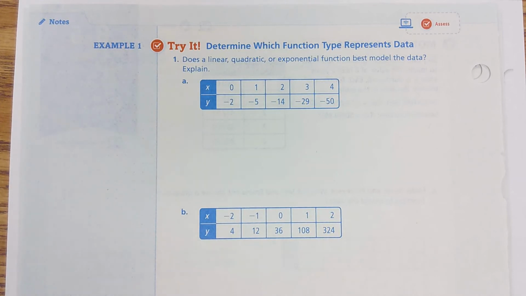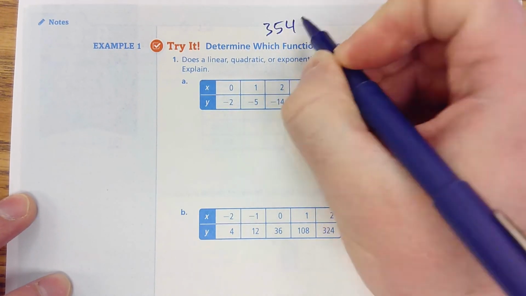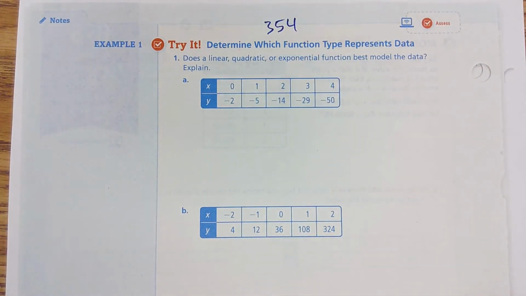We're talking about linear, quadratic, and exponential models today. If you will go ahead and turn to page 354 in your workbook, and you should see these examples at the top of the page. That is page 354. And we'll be flipping back and forth between a couple of pages as we go.